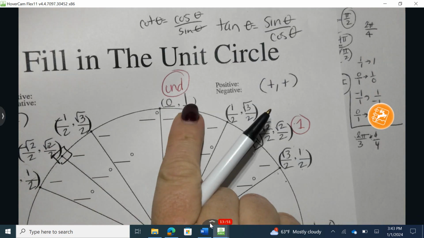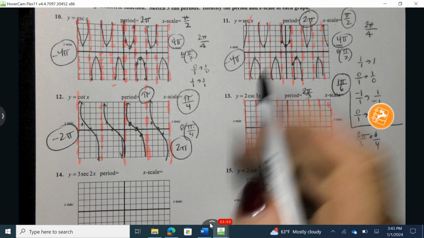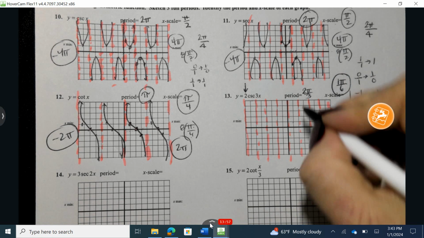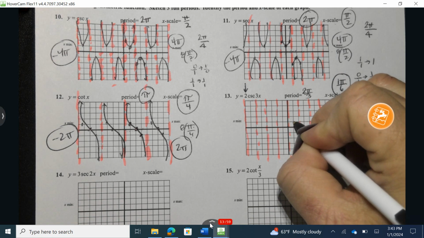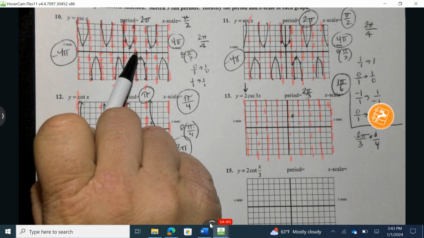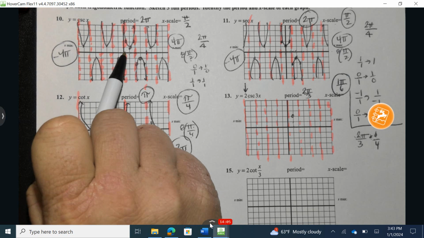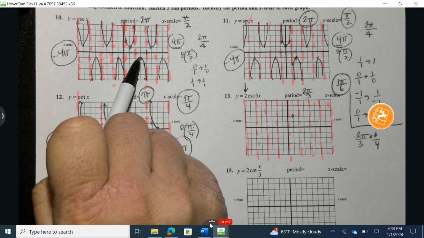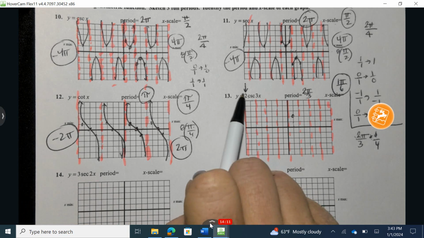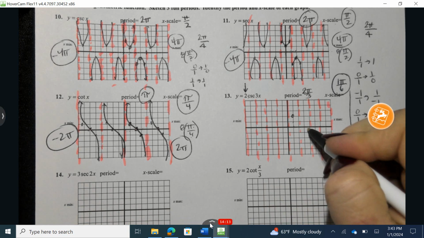The output was 1 when I took the reciprocal, but now I need to take that times the value out front because it's being stretched. So instead of going over 1 and up 1, 1 times 2 is 2. I'm going to go up 2. And the same thing can be said: I went over 1, 2, 3 steps and down 1, but now instead of going down 1, negative 1 times 2 is negative 2.